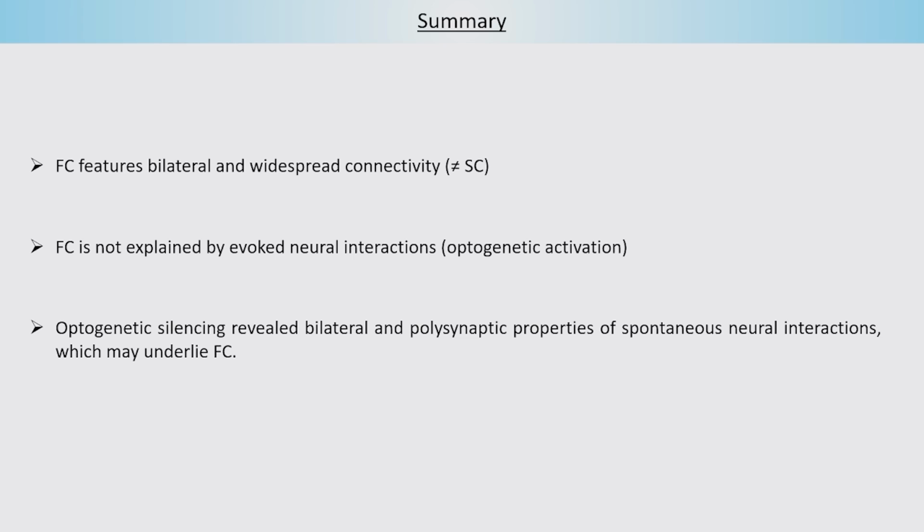So to summarize, we began this project by characterizing the functional connectivity, which features bilateral and widespread connectivity, which is not explained by structural connectivity. This property was also not explained by evoked neural activation, by optogenetic activation. Next, we tried optogenetic silencing, and it revealed the strong bilateral and polysynaptic properties of spontaneous neural interaction, and we believe it underlies functional connectivity.